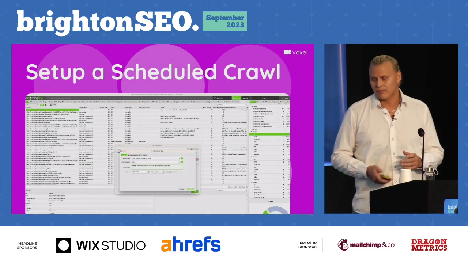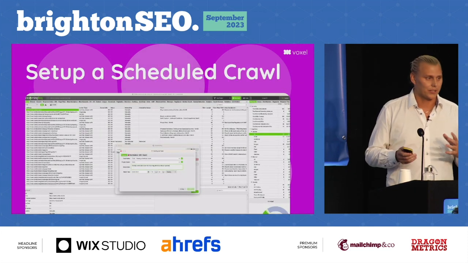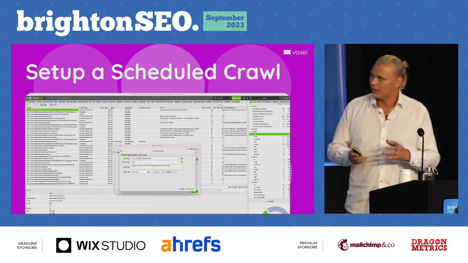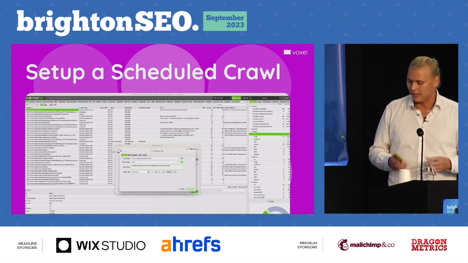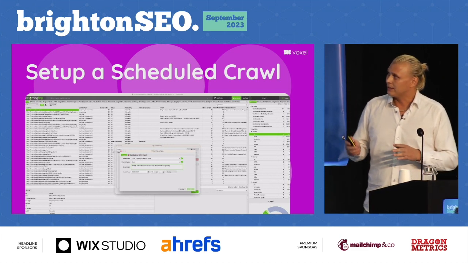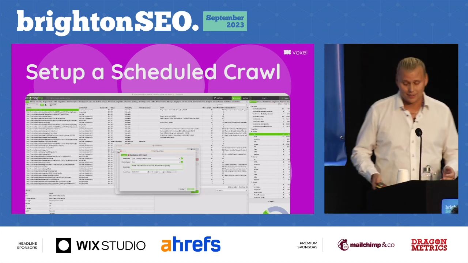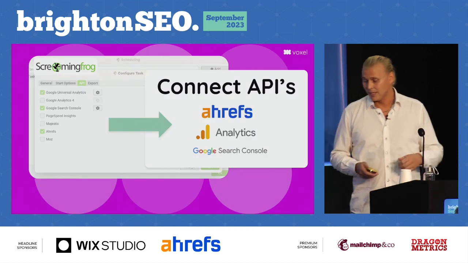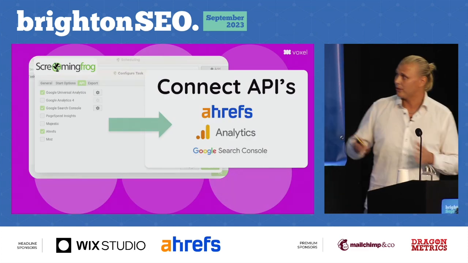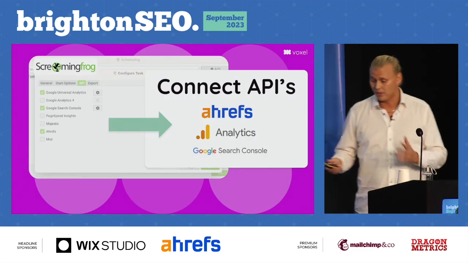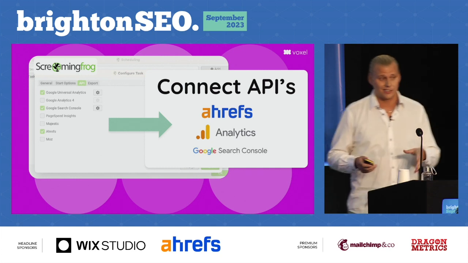And for this workflow, we want to set up a scheduled Screaming Frog crawl. So this is going to be a quite practical session on this topic. And yeah, so go to Screaming Frog, find your crawl, set that up, connect the following APIs. So you can do the ones you prefer. We went with Ahrefs, Analytics, and Search Console.